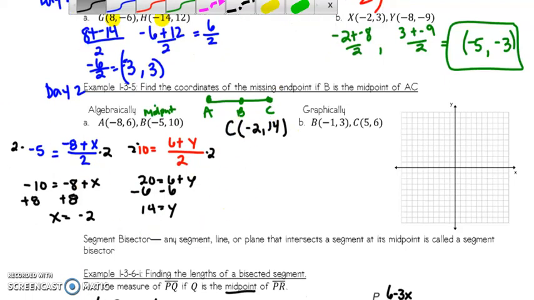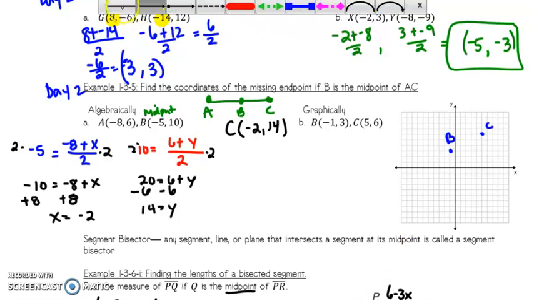What does that look like in the coordinate plane? It's actually much easier to do it in the coordinate plane, so let's take a look at that. We have B and C, now we need to find A. So let's go ahead and plot those points. Negative 1, 3 is B, and then 5, 6 is C. So now let's go ahead and draw this half of our line.